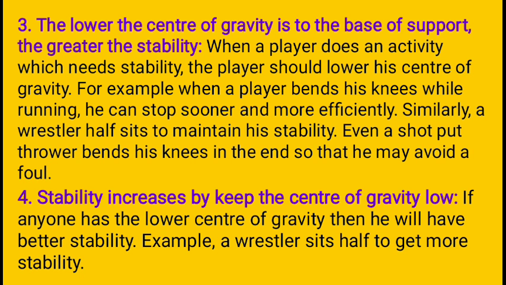Even a shot put thrower bends his knees at the end so that he may avoid a foul. In shot put, if they are not able to maintain the balance of the body, what is going to happen? They are going to cross the line, and then he or she is considered to have made a foul. So they need to maintain balance by bending the knees.